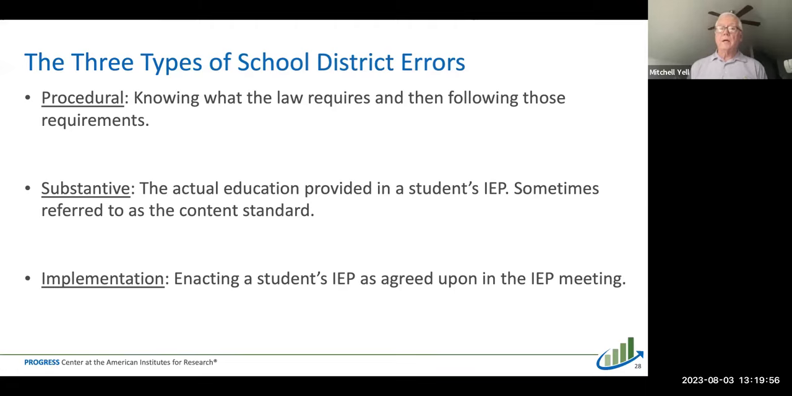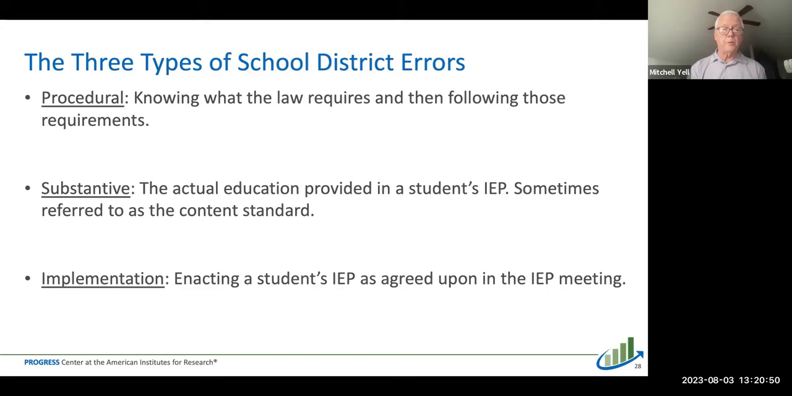Now, in 2004, when Congress reauthorized the IDEA, they said the substantive part is really more important than the procedural part. You have to get the procedures right, but what is really important is, did the child make progress appropriate in light of his or her circumstances? That would be using Rowley's term. So those are the first 2 types, procedural and substantive. The next type is implementation errors. The Supreme Court has never heard a case on implementation of an IEP, but essentially, if the school fails to enact a student's IEP as agreed upon in the IEP meeting, that is an implementation error, and it may be a denial of FAPE.